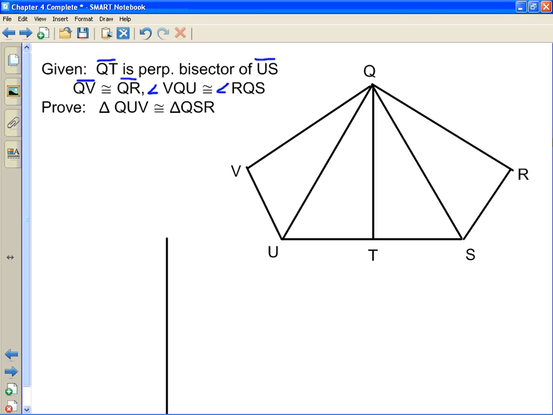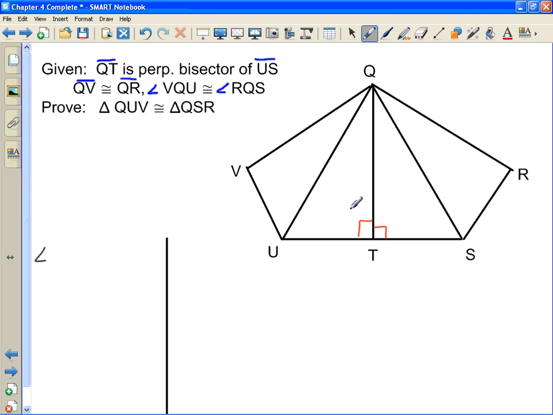Put my line down here so I have room to write. QT is the perpendicular bisector of US. QT, so this one here, is perpendicular bisector. So it's not just perpendicular, it's also a bisector. So that means I'm going to have right angles here. Okay, both of these. So I'm going to write all that information down.